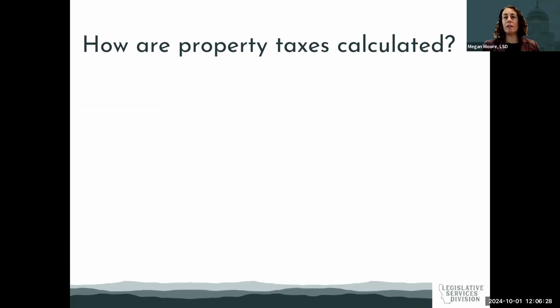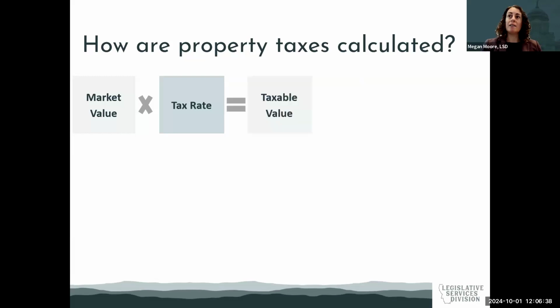So to start the discussion about property tax basics, we're going to talk about how property taxes are calculated. The property tax is an ad valorem tax, which means it's based on the value of the property. So we take the market value, multiply it by the tax rate to get the taxable value, and then multiply that by the mill levies divided by 1,000 to get the taxes due.